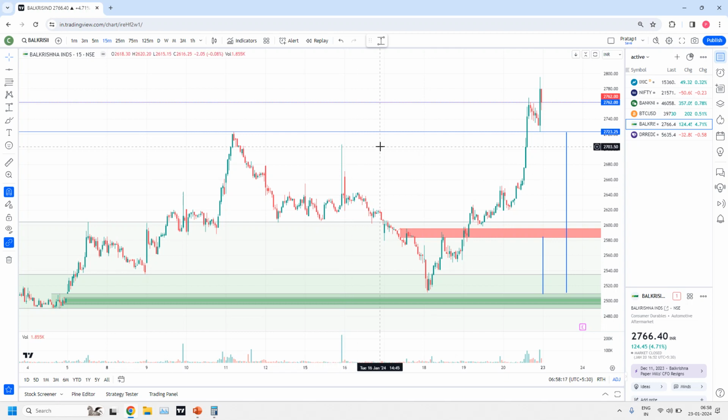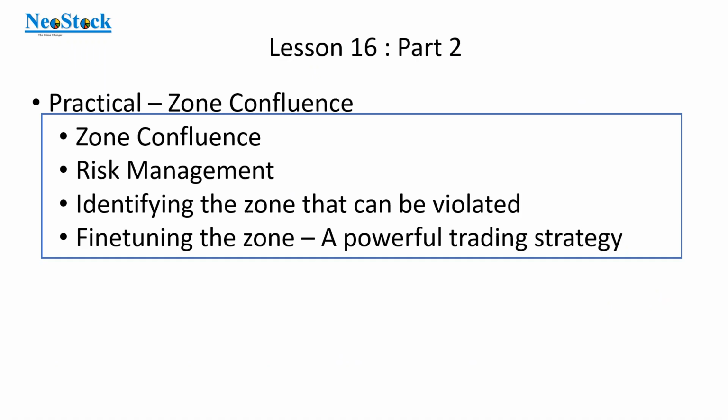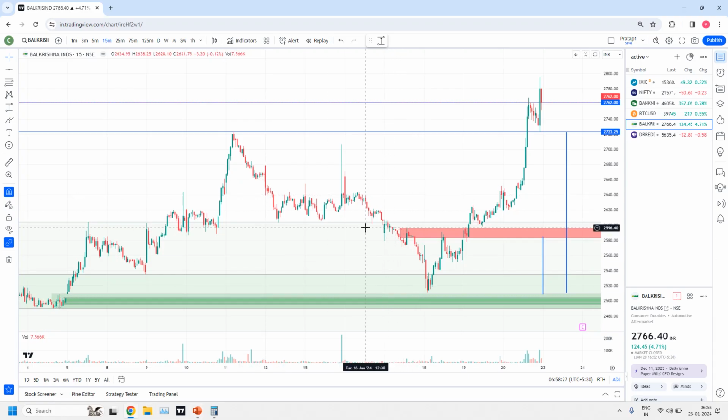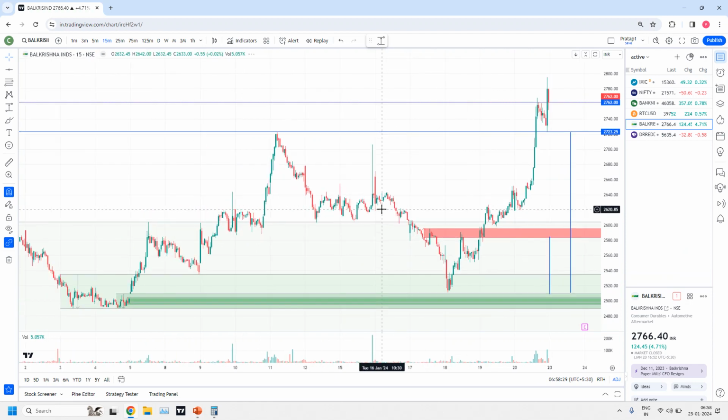Hope now you got clarity about what is a zone confluence, risk management. Risk management is because of this zone confluence. I didn't give you an example about the risk management exactly.